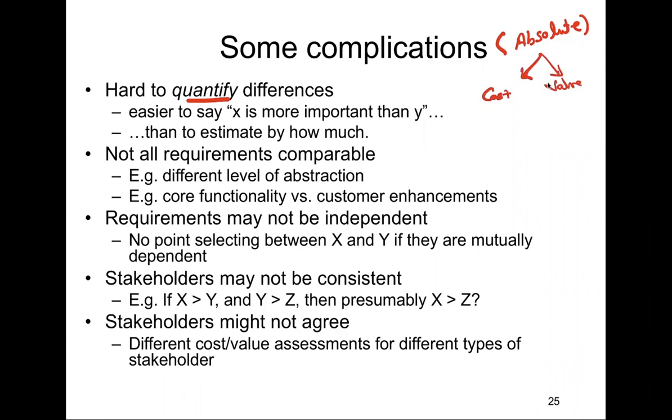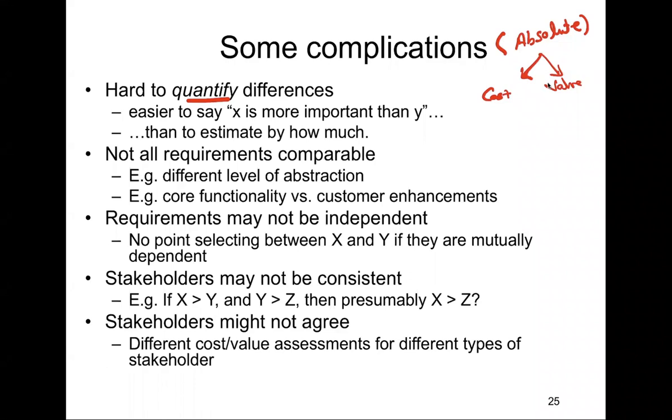Assume that a stakeholder says X is more important than Y. How do we identify this importance by an exact value? We cannot determine this. Also, not necessarily are all the requirements comparable. That would make it hard to assign an exact number for the value and an exact number for the cost. Also, we might be surprised that requirements may not be independent. There might be some requirements that are mutually dependent on each other.